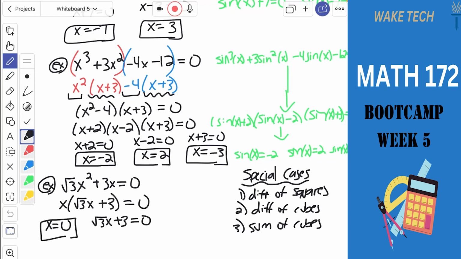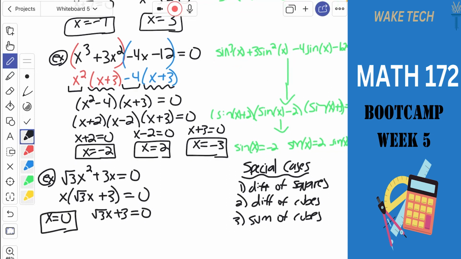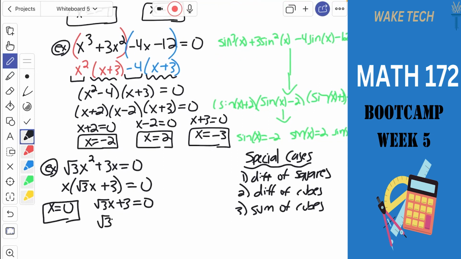X equals 0 is done. For the second factor, we can subtract 3 from both sides and then divide everything by the square root of 3.